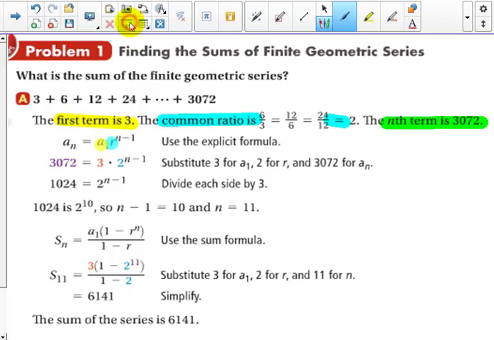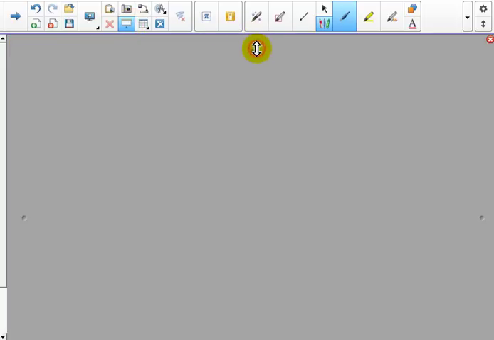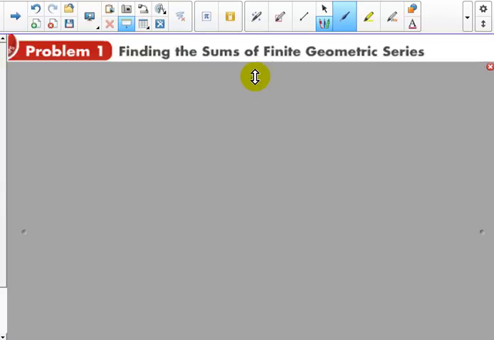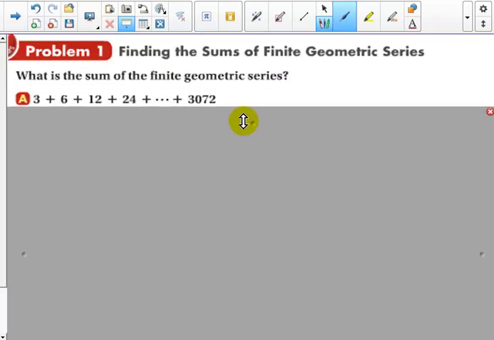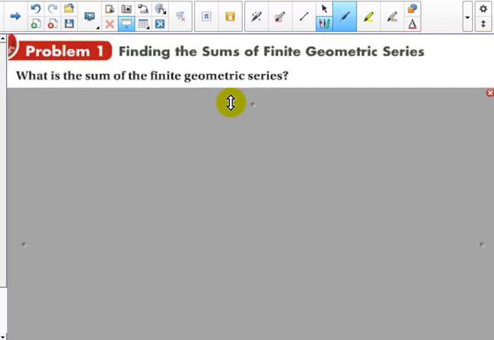So when we look at problem 1, like I said, we're just going to be doing problems 1 and 3 out of the workbook, and then we'll be done with this chapter. Problem 1 says finding the sums of finite geometric series. Finite means it has a specific number of terms. There are no ellipses. It has a beginning and an end. It doesn't go to infinity. So what is the sum of the finite geometric series?